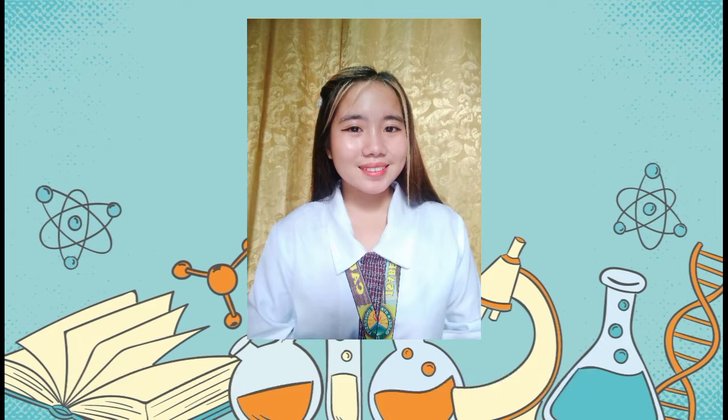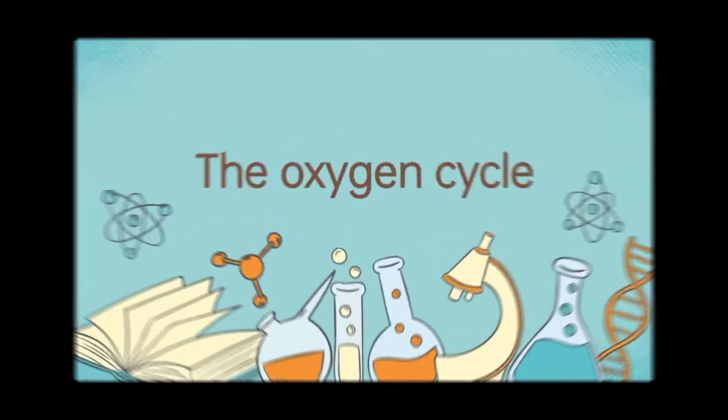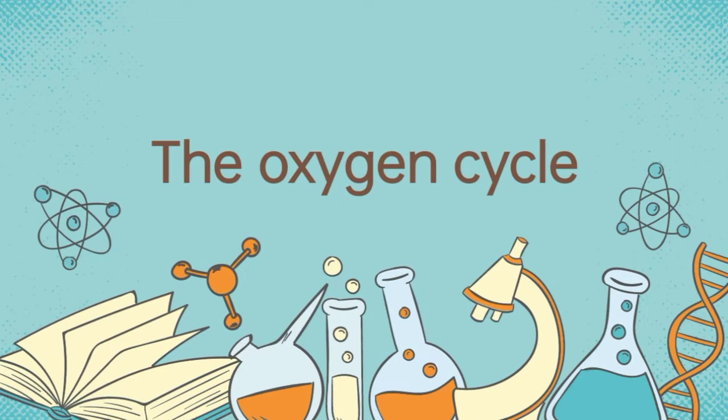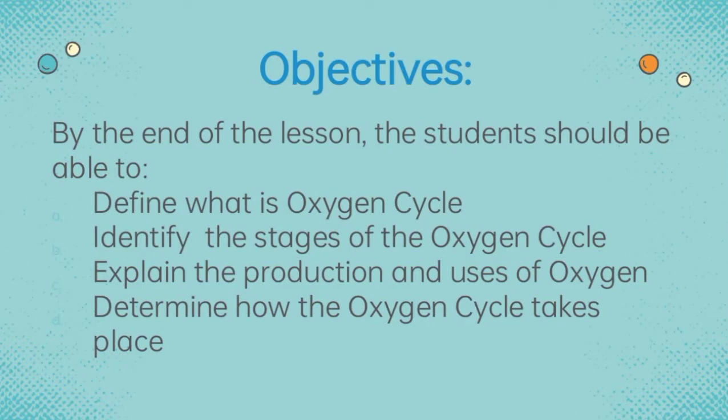And today, I'm going to discuss with you the oxygen cycle. But before that, let me share with you the objectives of my topic. By the end of the lesson, the student should be able to: A. Define what is oxygen cycle. B. Identify the stages of the oxygen cycle. C. Explain the production and uses of oxygen. And D. Determine how the oxygen cycle takes place.